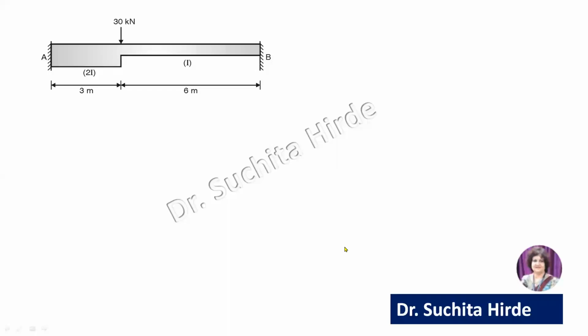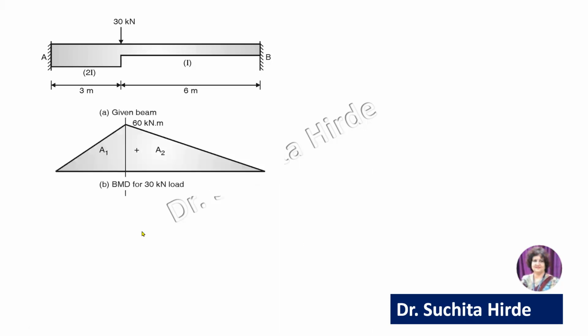In step number 1, we have seen that whatever beam is given to you, first of all, you have to split that beam into two parts. After that, in step number 2, you have to draw the bending moment diagram for those two cases. First, in the first case, we consider only the load on the beam. So due to load, the bending moment diagram will look like this, and this ordinate is WAB by L, that is 30 into 3 into 6 divided by 9. If you calculate this, you will get 60 kilonewton meter.